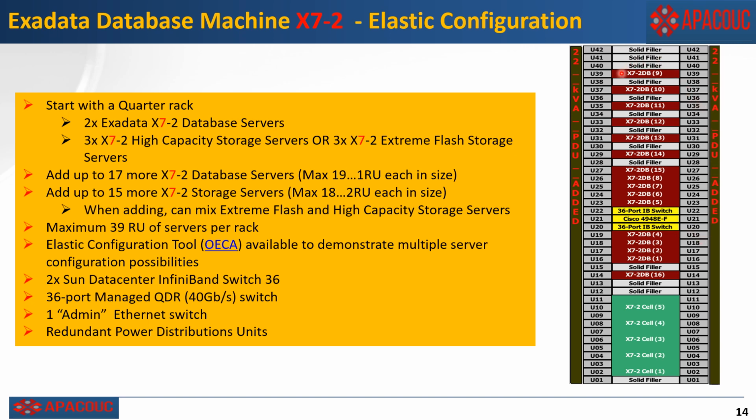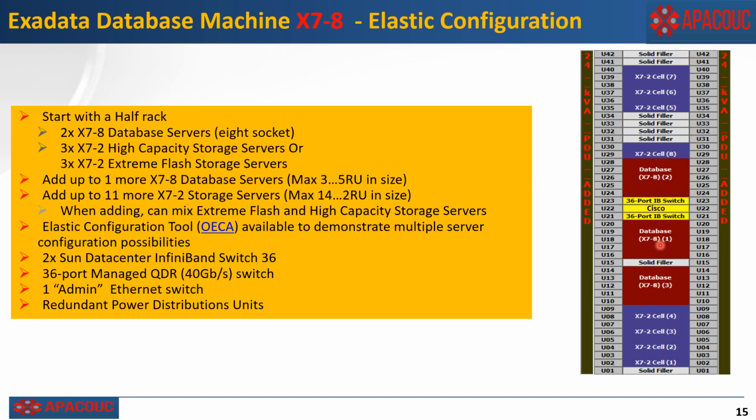As you can see, Exadata has 42 rack units. The database node X7-2 has only size 1 rack unit, and you have InfiniBand switches, two of them. You have a Cisco switch. Cell server is 2 rack units in size. You can have a maximum of 19 database servers and 18 storage servers. When you purchase the quarter rack, it comes with 2 database servers and 3 storage servers.